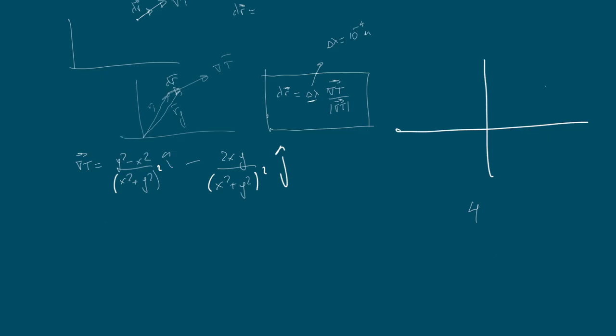When x is positive and y is positive, like in the case of the point (3, 4), the x component will be 4 squared minus 3 squared, which is positive. So this means that the x component will go in the positive direction. The y component, in this quadrant with x and y positive, will always go in this direction. So the gradient vector will go in this direction.